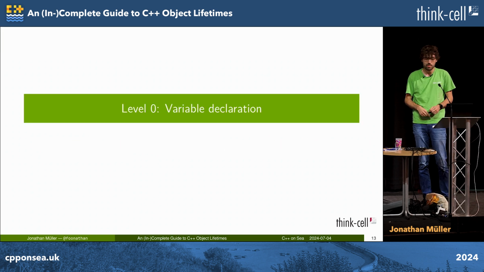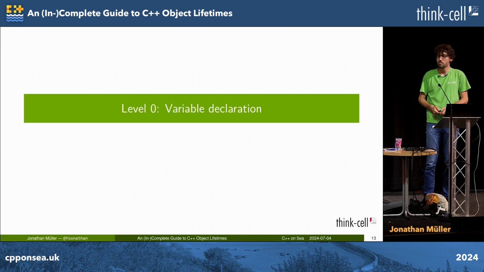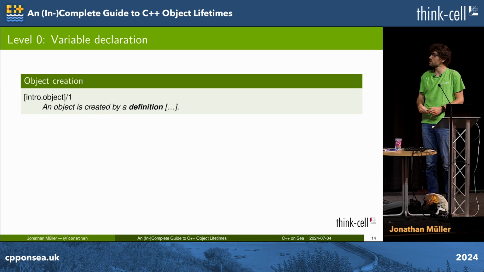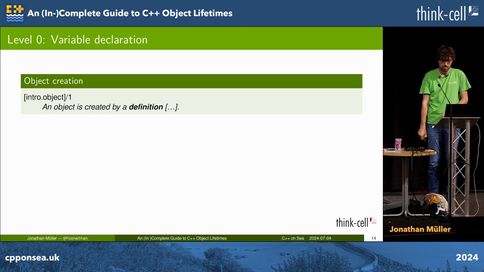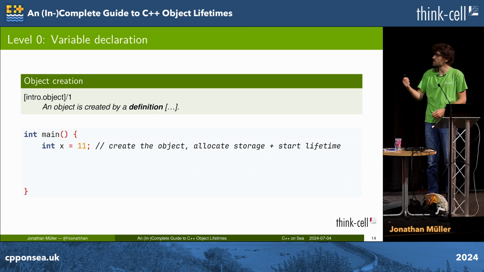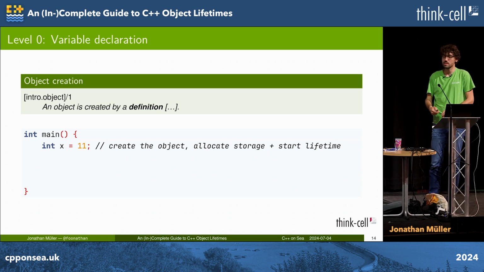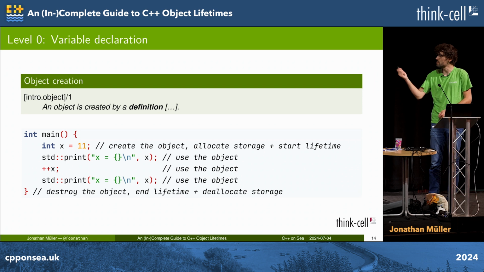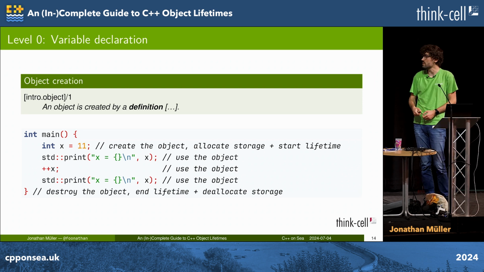There are various ways to create objects, and the most basic one is a variable declaration. So intro.object paragraph 1: an object is created by a definition. This will create the object, allocate the storage, and start the lifetime. Then we can just use and modify it. When we reach the closing brace, we destroy the object and end the lifetime, and deallocate the storage.